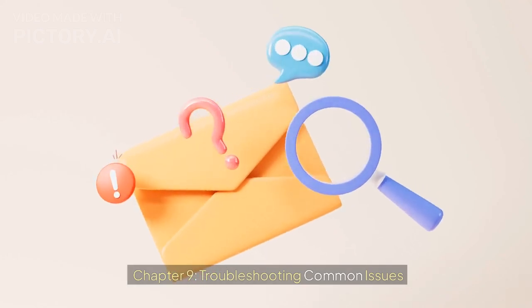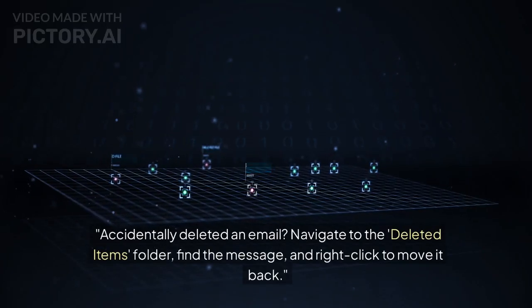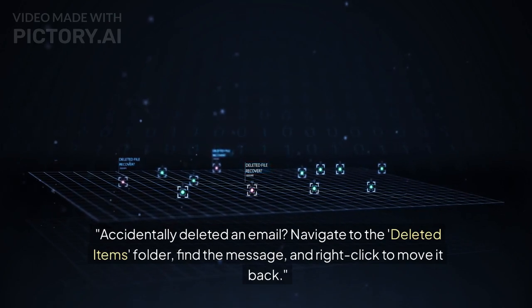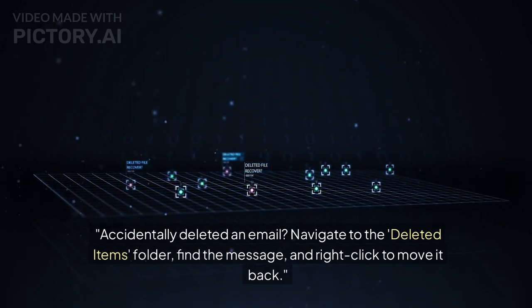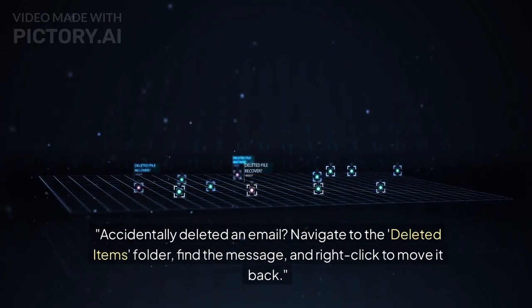Chapter 9. Troubleshooting common issues. Accidentally deleted an email? Navigate to the Deleted Items folder. Find the message, and right-click to move it back.